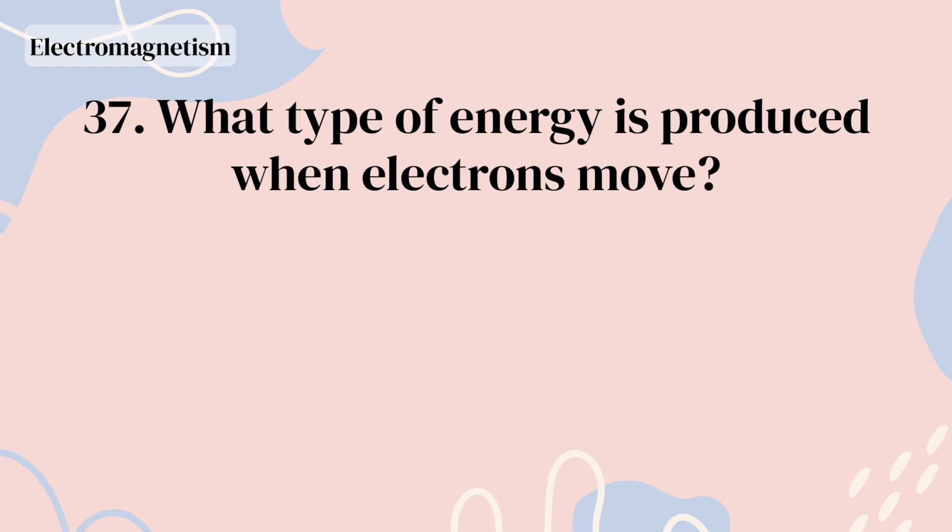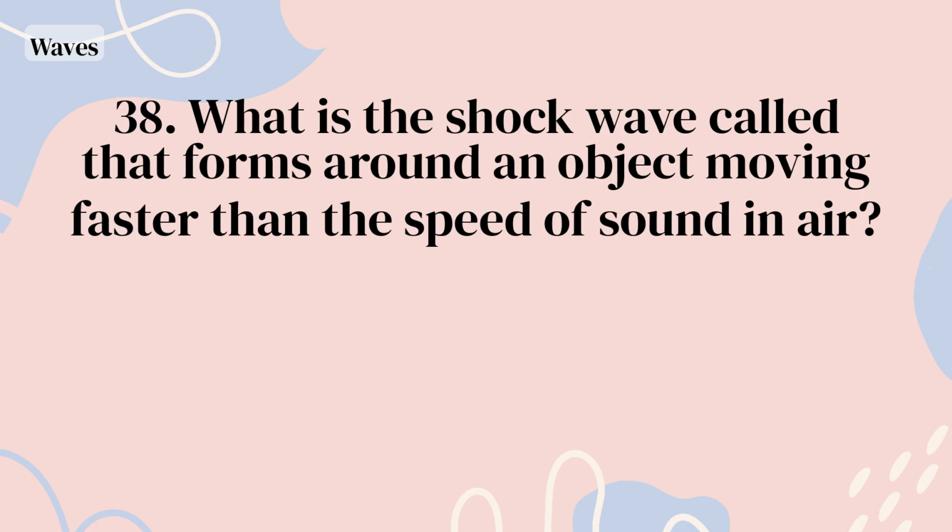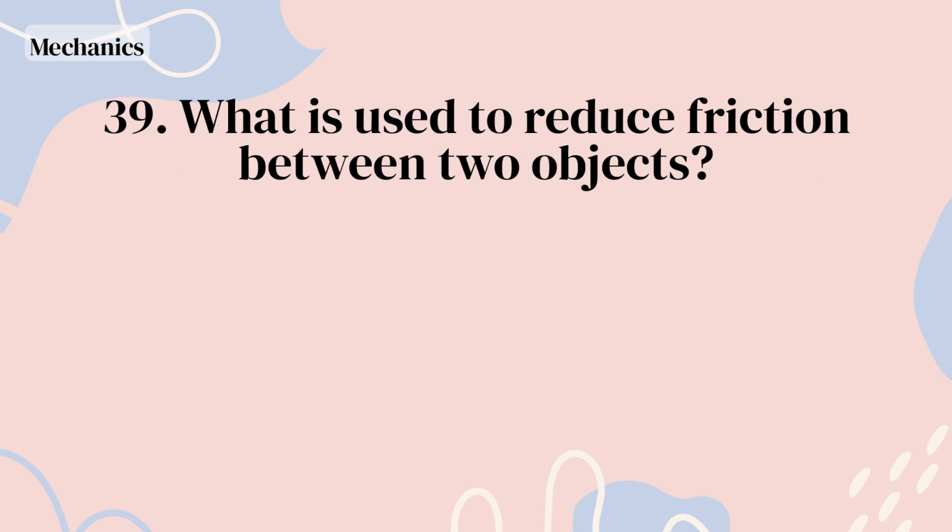Crater. What type of energy is produced when electrons move? Electricity. What is the shock wave called that forms around an object moving faster than the speed of sound in air? Sonic boom. What is used to reduce friction between two objects?